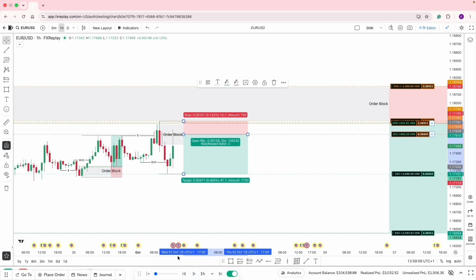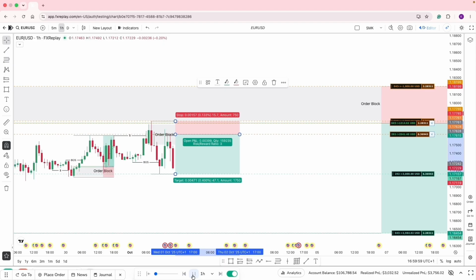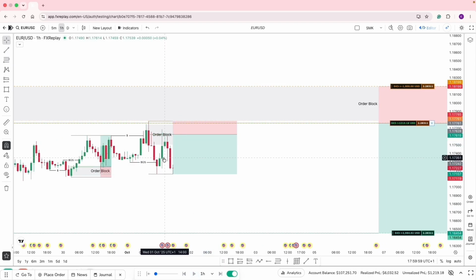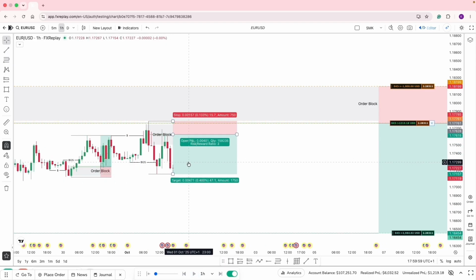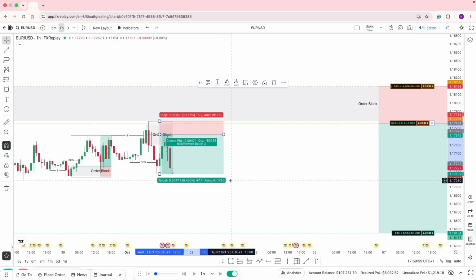Straight away, we've been tapped in. Okay, that was a nice quick one. So we got tapped in straight away. It hit our take profit. So that's our second trade done. So now if we look at our balance, we're actually up 6,000. However, we've got unrealized profits of 1.2, which is from that daily entry.